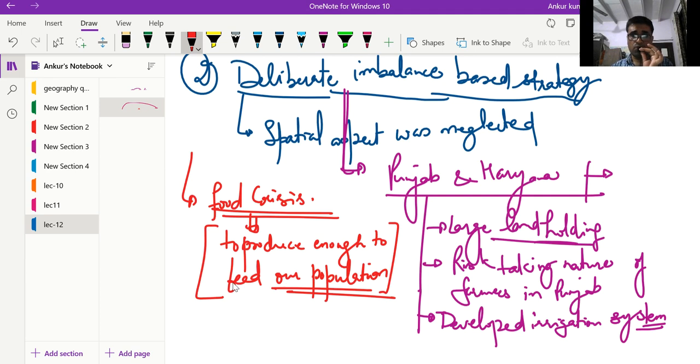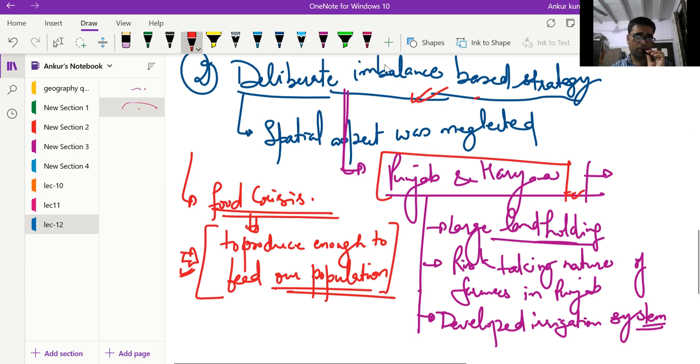So we did not think so much about whether to implement the program in Odisha and Assam. We just needed more food so that we could feed our population and not need to borrow wheat under PL 480 from the US. So this was the main target. So we deliberately adopted this imbalance based strategy. It was adopted first in the Punjab Haryana region, and then gradually the program was expanded, which we will see. These were the two main strategies.